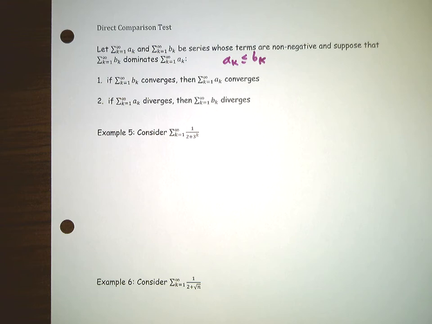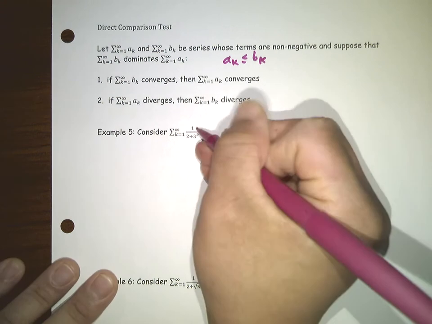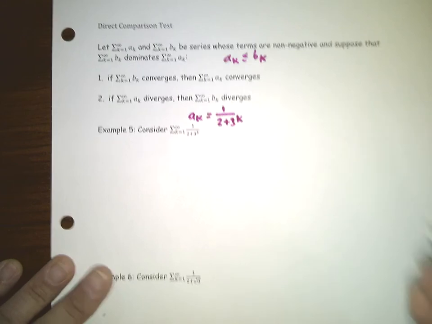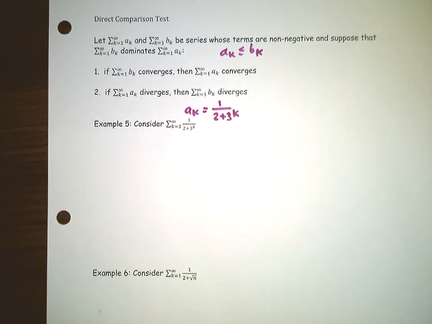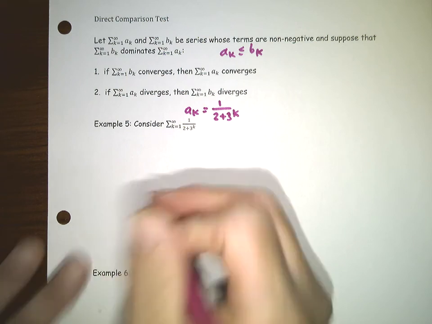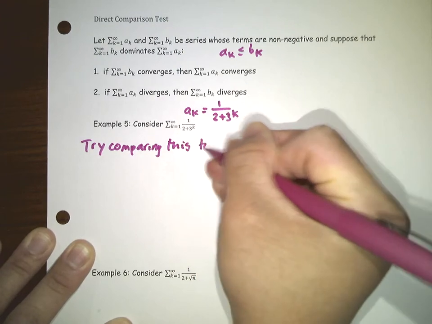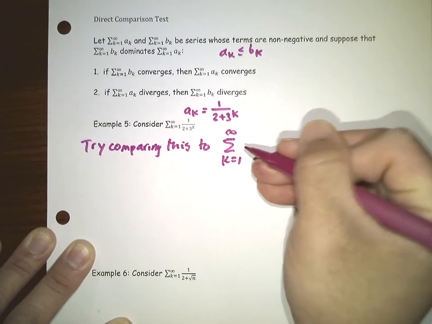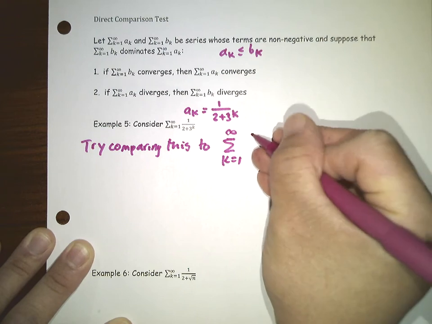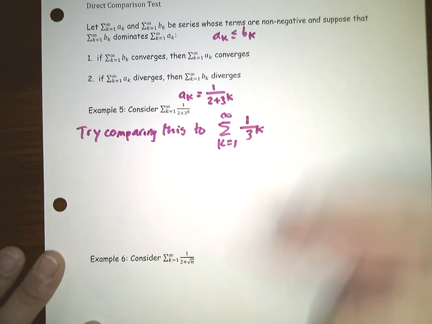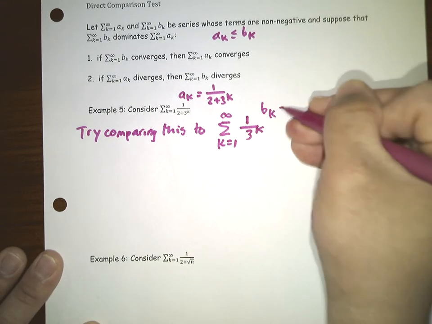So let's consider the series sum k equals 1 to infinity of 1 over 2 plus 3 to the k. I'm going to call this a_k. And then remember, I'm trying to compare the series, so I'm going to try comparing this to the sum k equals 1 to infinity of 1 over 3 to the k. All right, so now I'm going to just call that b_k, 1 over 3 to the k.